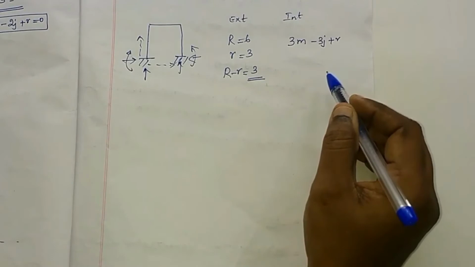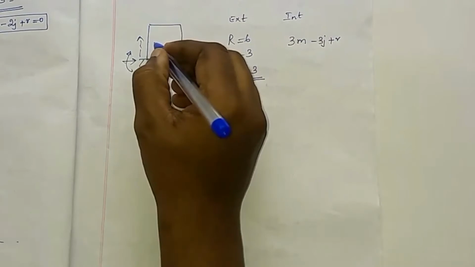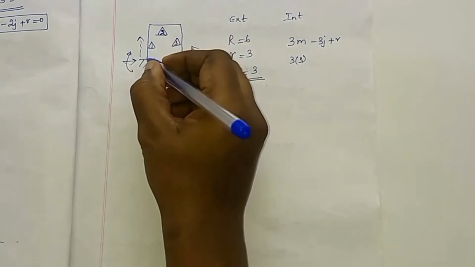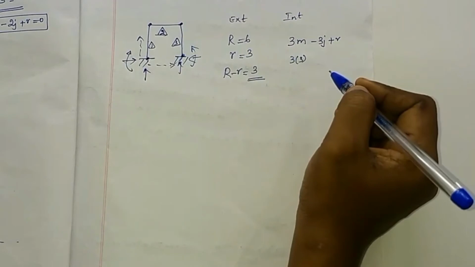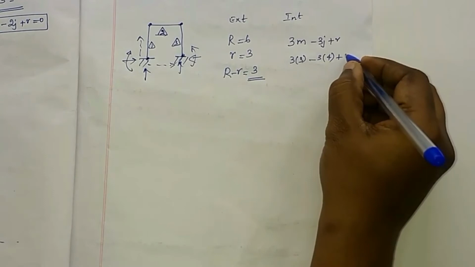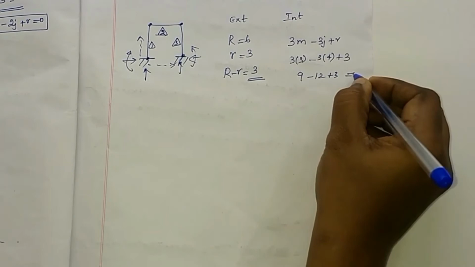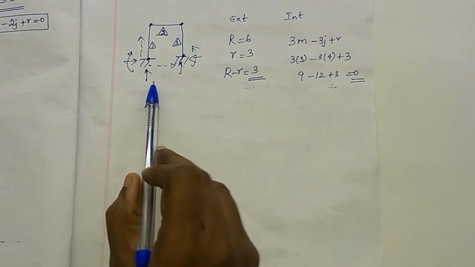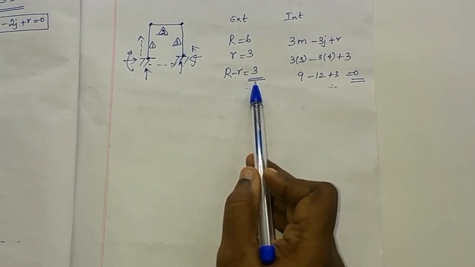m is the number of members. So first member, second member, third member, totally 3 members. So 3 into 3. Number of joints, I have a joint here, here, here, and here, totally 4. So 3 into 4. Plus available equilibrium equation is 3. Now check, 9 minus 12 plus 3 is equal to 0. So internally it is determinate, externally it is indeterminate to degree 3. So now I can write a statement. This structure is statically indeterminate externally to degree 3.